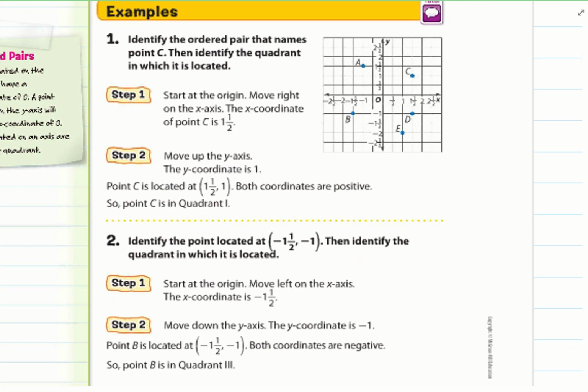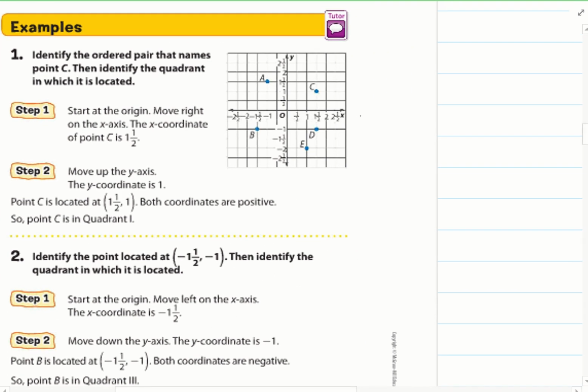Example 1. Identify the ordered pair that names point C. Then identify the quadrant in which it is located. When I do ordered pairs, how they always are is an open parenthesis, my x coordinate, comma, y coordinate, close parenthesis. This is called an ordered pair, and I want you to write this down.